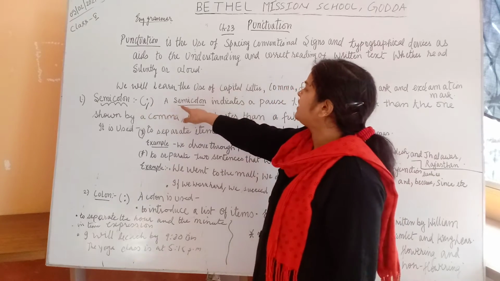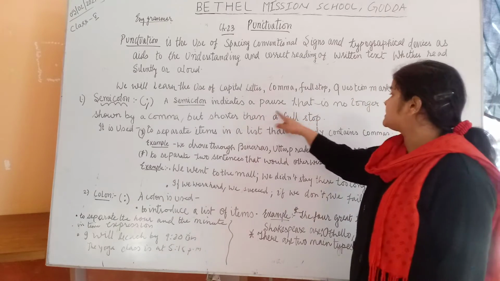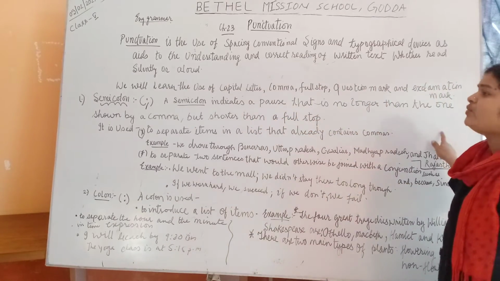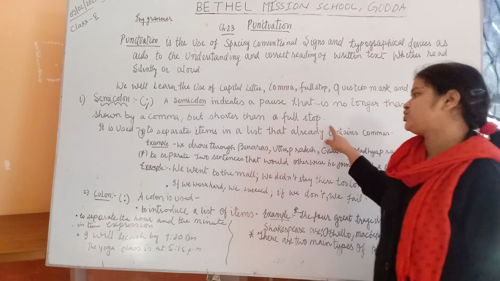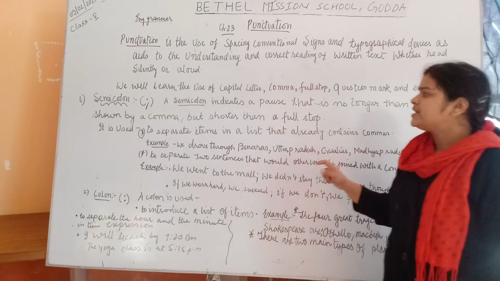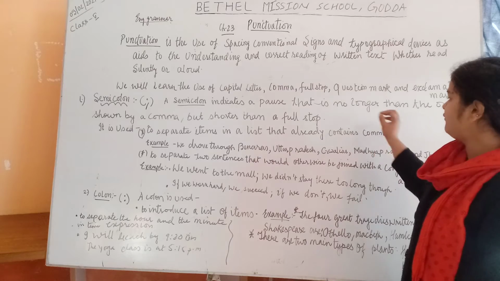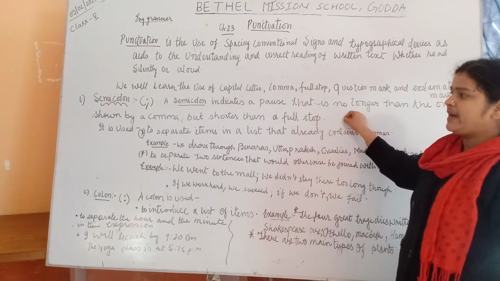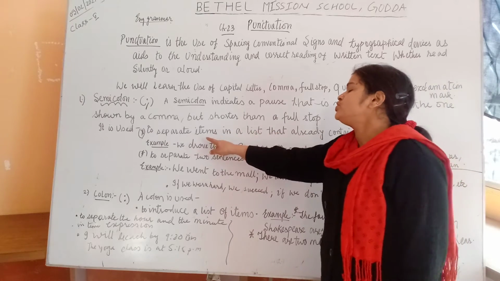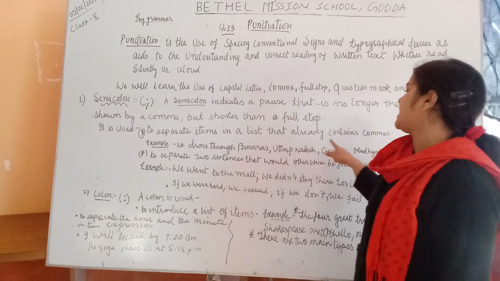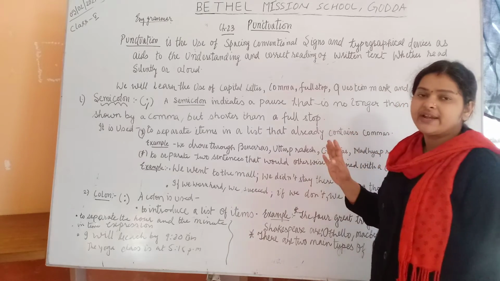So let's define. A semicolon indicates a pause that is no longer than the one shown by a comma but shorter than a full stop. A full stop is put at the top and then a comma is put at the bottom. It is used to separate items in a list that already contains commas, while we are writing a particular sentence.